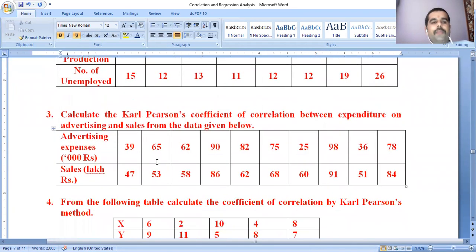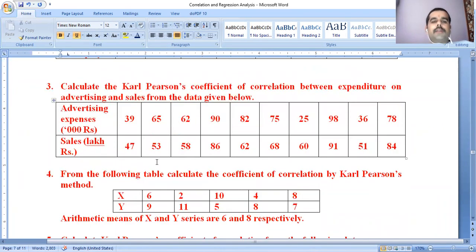The next one, the third: calculate Karl Pearson's coefficient of correlation between expenditure on advertising and sales from the data given below. The same procedure you have to apply for this problem also. Remember the principle: find the arithmetic mean values of advertising expenses and sales. After calculating the arithmetic means, if the values are not fractions, then you have to do the actual mean method only. Then go to the next problem.